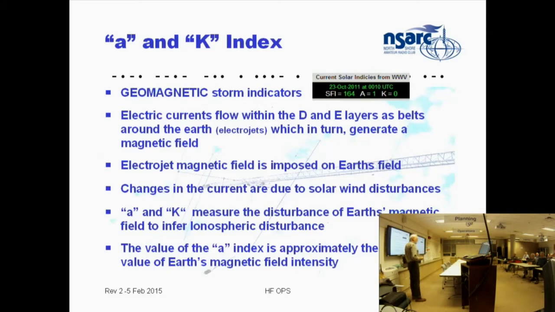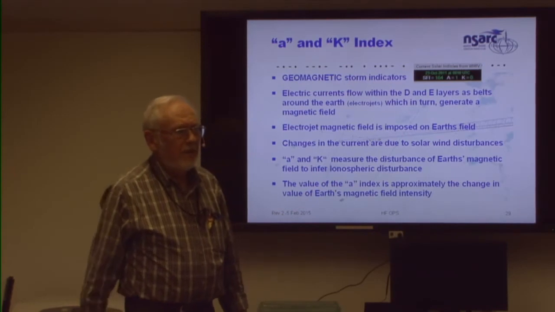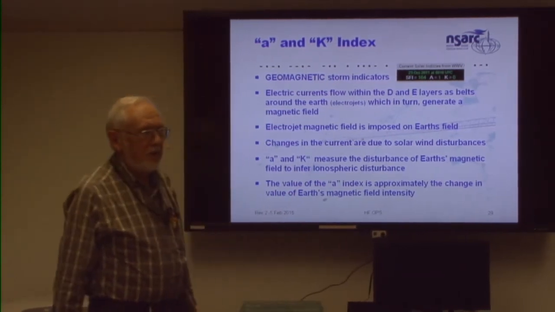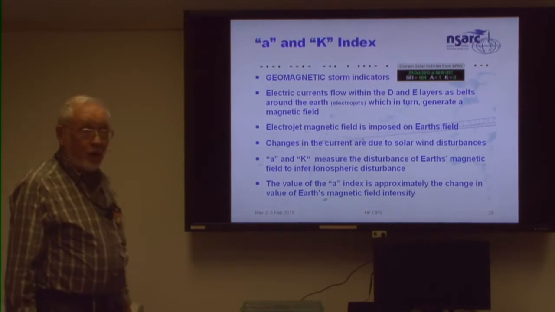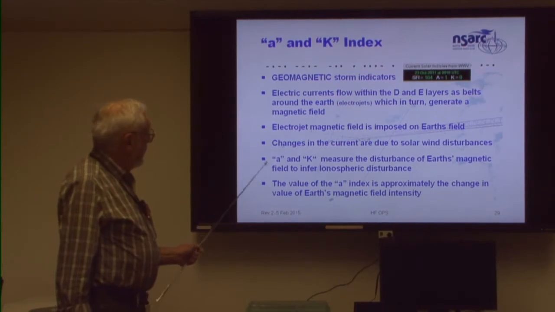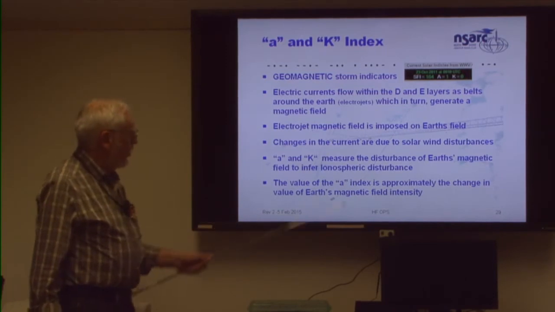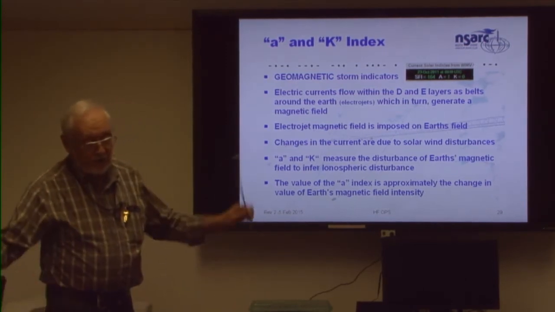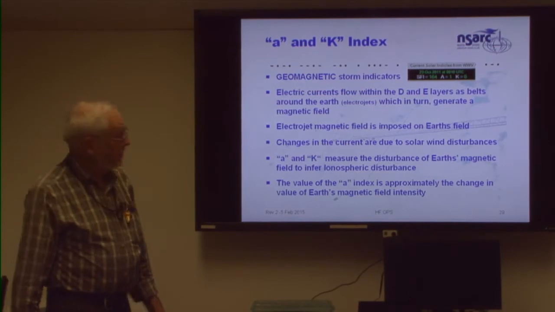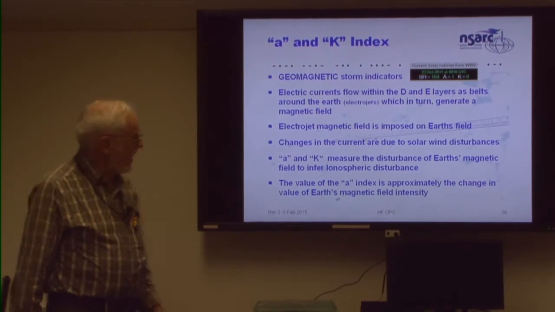I think electrons are injected into the electrojets on the sunlit side, and they may flow out into the tail on the dark side. I don't know, Nick, do you know about that? No, neither do I. I tried reading about it and I'm totally confused. But there's no question, there's lots of electrons up there, and they are moving, and they do affect the magnetic field. So changes in the electrojets are due to the solar wind disturbances, basically injecting particles into the ionosphere. And the A and the K measure the degree to which that's happening.